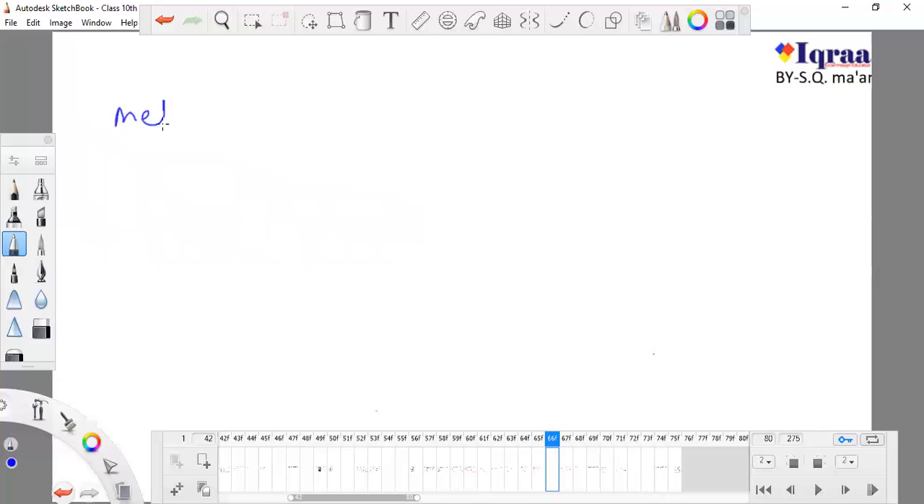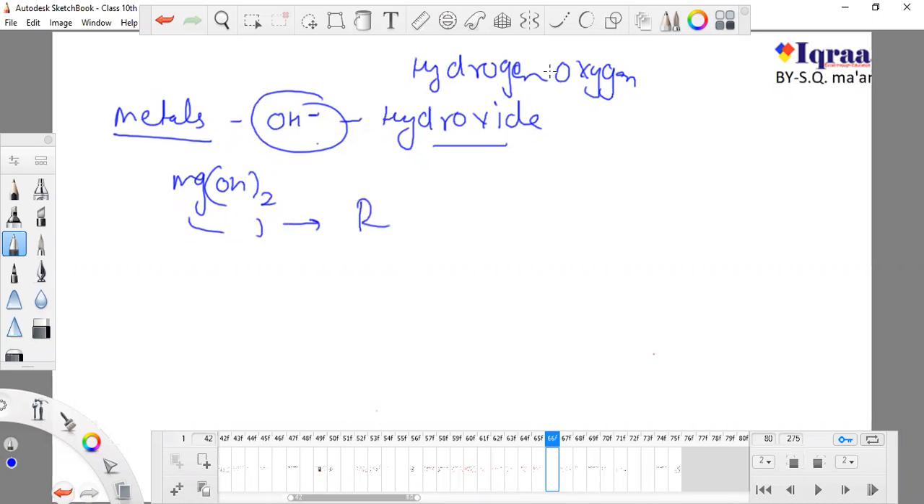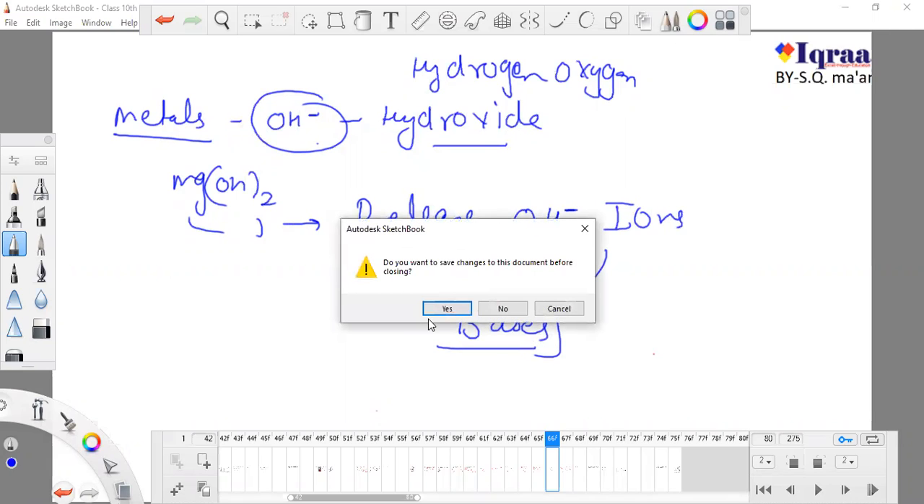So remember, all the metals which contain the OH minus ion, known as the hydroxide ion, or you can say hydrogen oxygen ion, can release their OH ions. That's why they are bases.